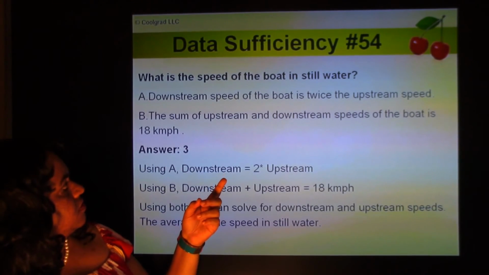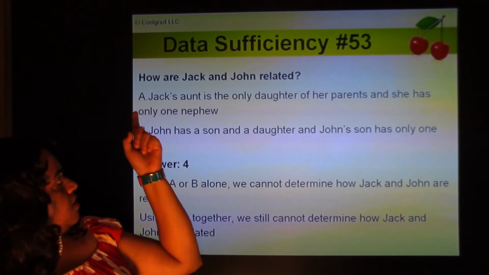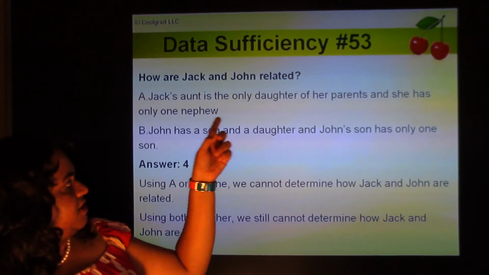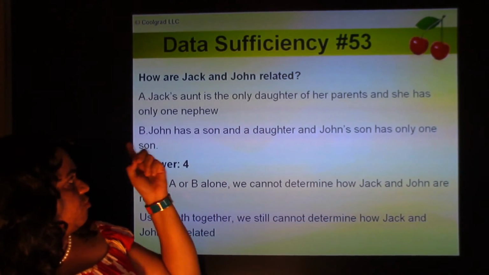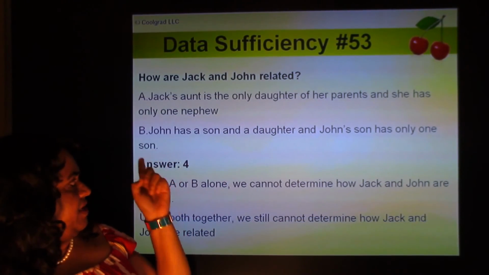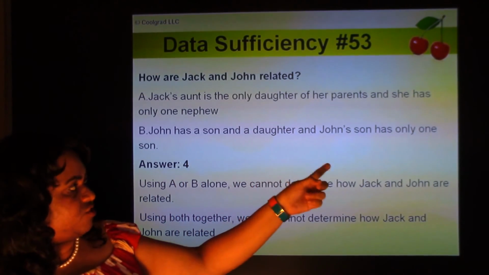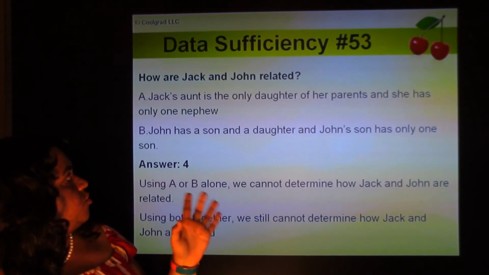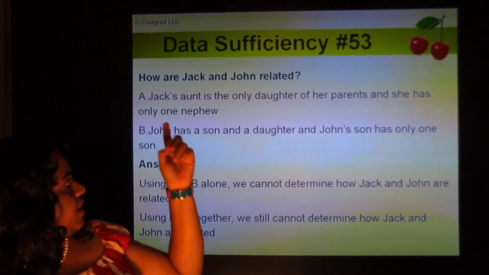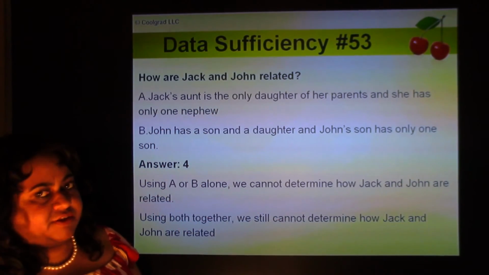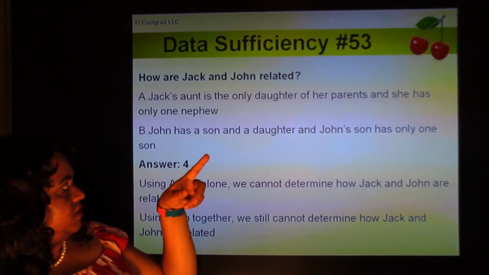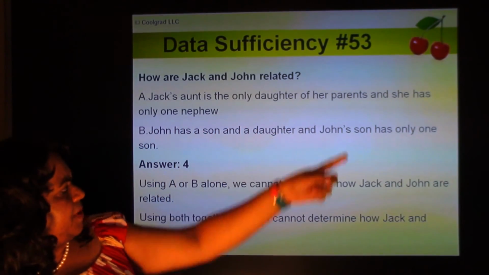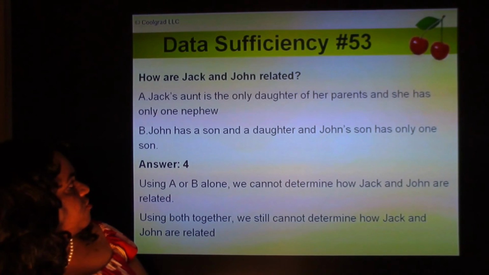So question 53. How are Jack and John related? Statement A. Jack's aunt is the only daughter of her parents, and she has only one nephew. Statement B. John has a son and a daughter, and John's son has only one son. So using A or B alone, let's try. Jack and John, we are trying to find the relationship, right? Jack's aunt could be mother's sister or father's sister. Jack's aunt is the only daughter of her parents, and she has only one nephew.